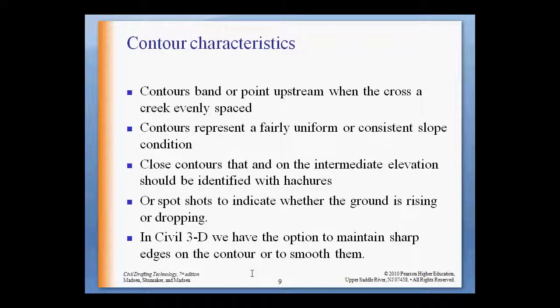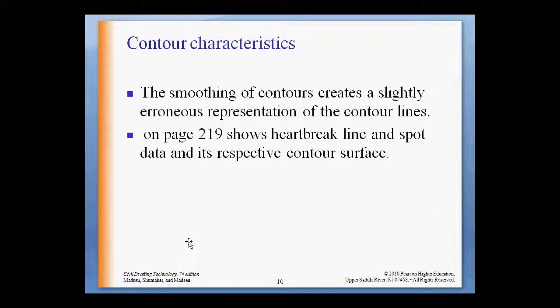And then in Civil 3D we have the option to maintain sharp edges on the contour or smooth them. When you smooth them, that removes the accuracy a little bit, but only in the sense that the contours are rounded off. It doesn't remove the accuracy when you are trying to extract profiles or cross sections. So it's just a pictorial thing. And I mentioned that right here. Here on page 219 it shows hard break line and spot data in its respective contour surface. You can take a look at that.